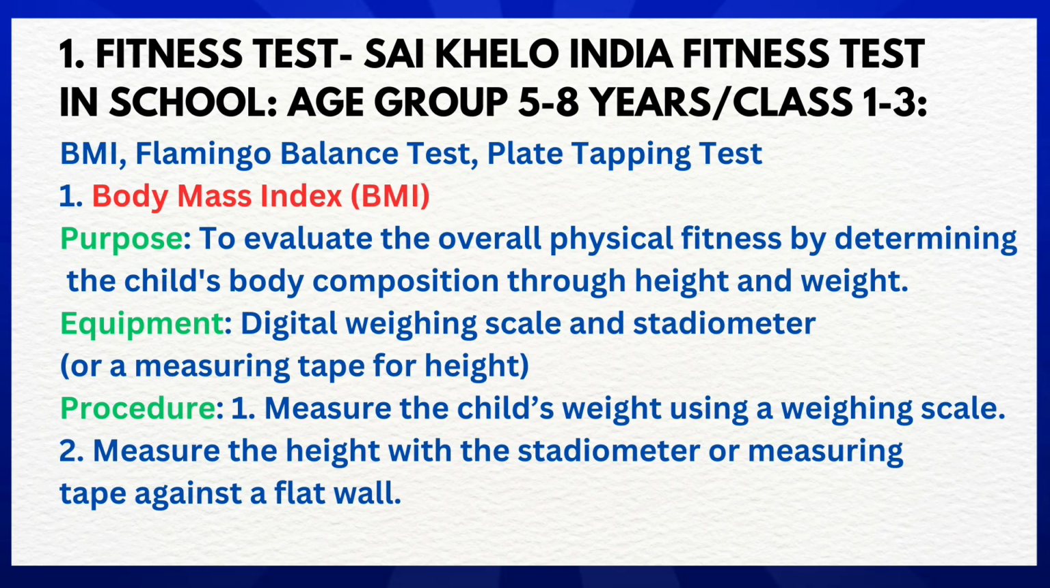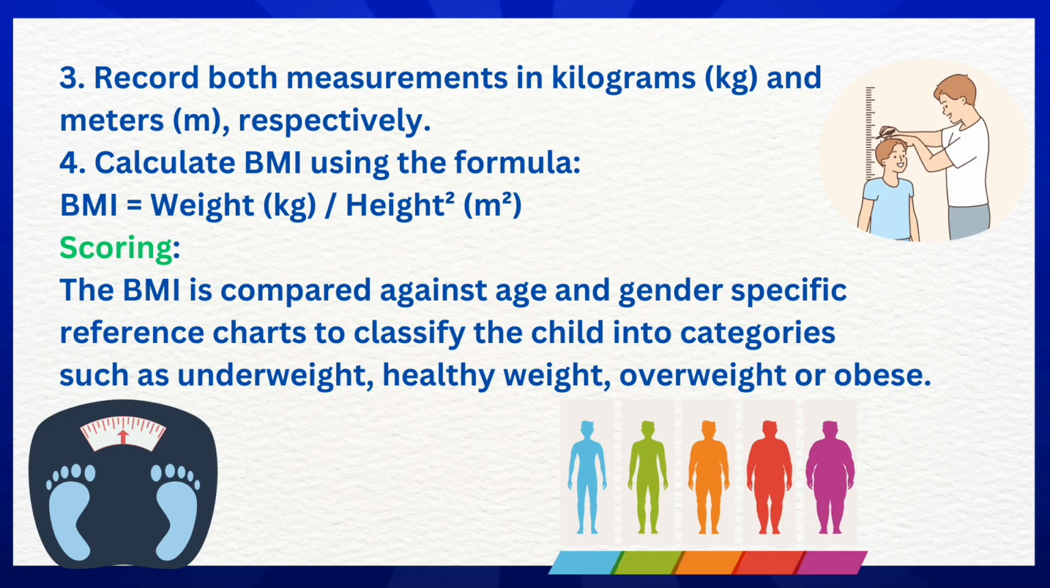1. Body mass index, BMI. Purpose: to evaluate the overall physical fitness by determining the child's body composition through height and weight. Equipment: digital weighing scale, stadiometer or a measuring tape for height. Procedure: 1. Measure the child's weight using a weighing scale. 2. Measure the height with the stadiometer or measuring tape against a flat wall. 3. Record both measurements in kilograms and meters respectively.